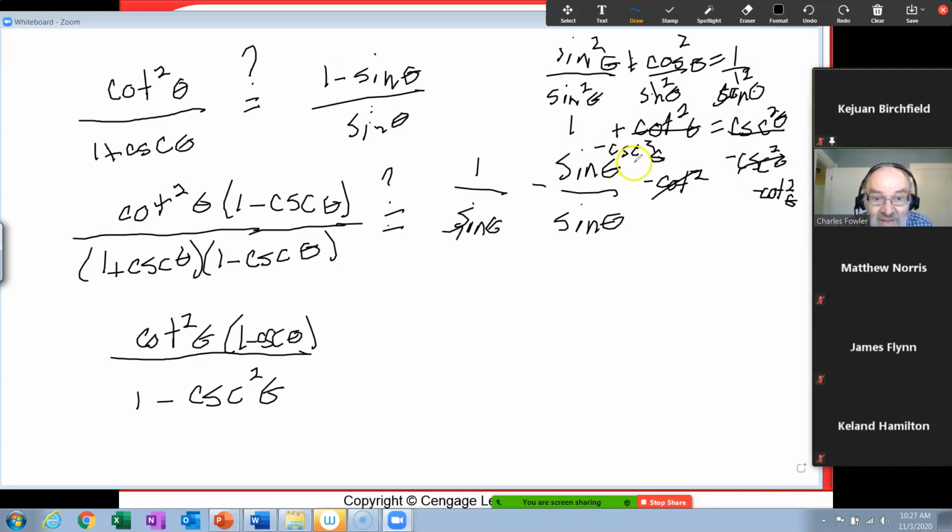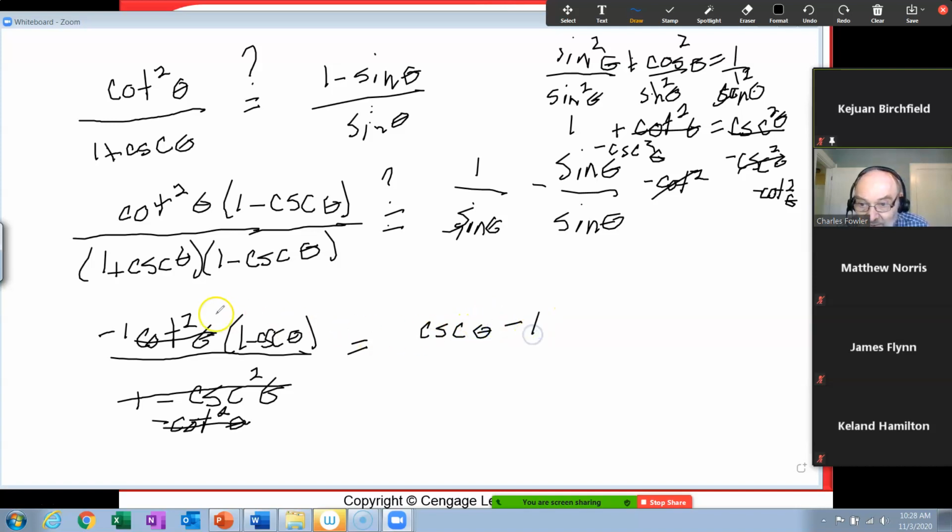and you have 1 minus cosecant squared theta is equal to minus cotangent squared theta. So this will be minus cotangent squared theta. All right, then this will go out with this, leaving you a minus 1 up top. Okay, so we're going to deal with that in a minute. Over here, what do you have? 1 over sine is cosecant theta minus 1.